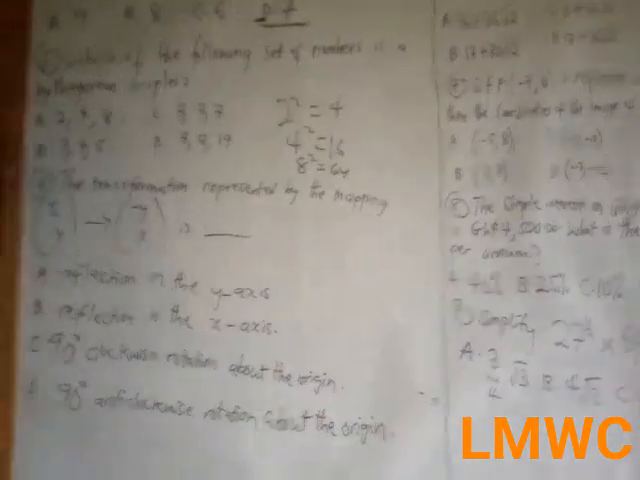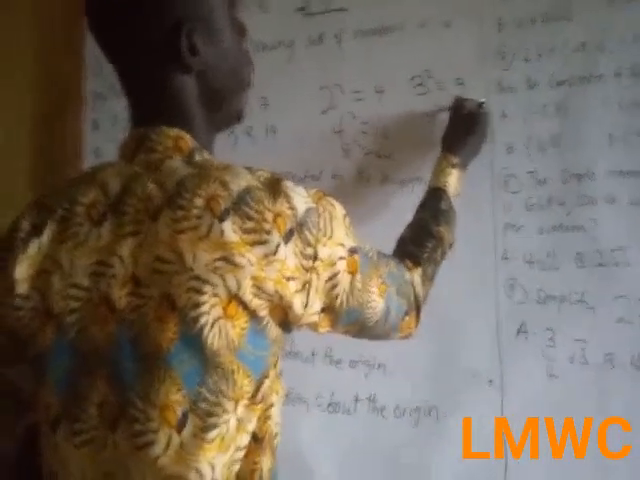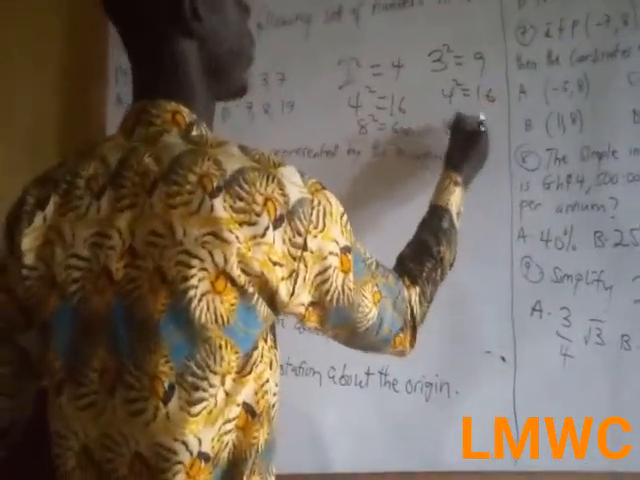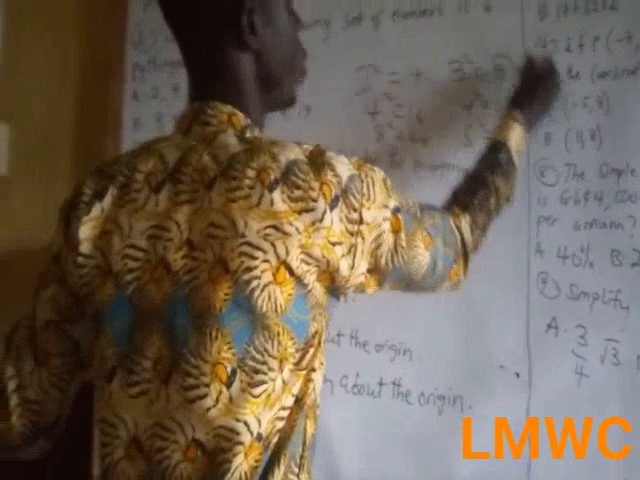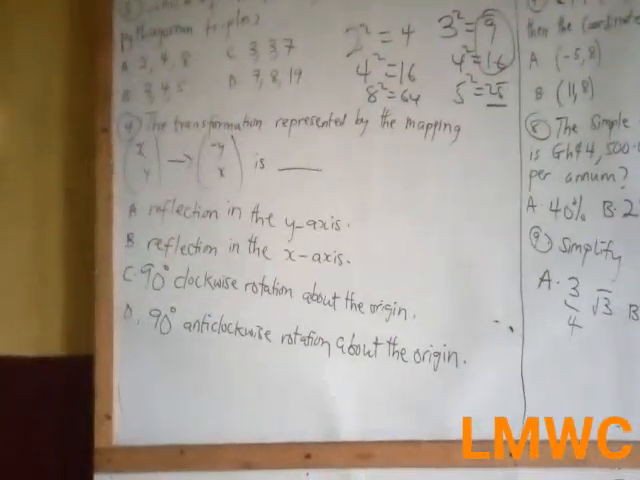Let's take B. We have 3 squared, 9. 4 squared, we have 16. 5 squared is what? 25. Once you sum the first two up, it should equal the third number. So our answer is B.